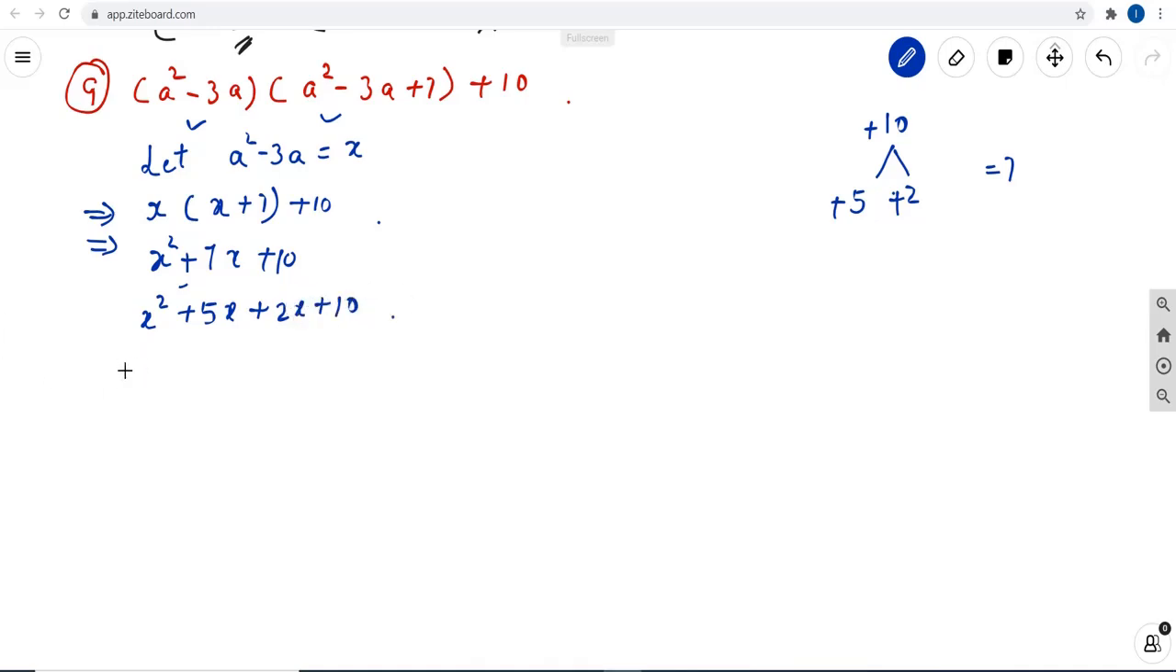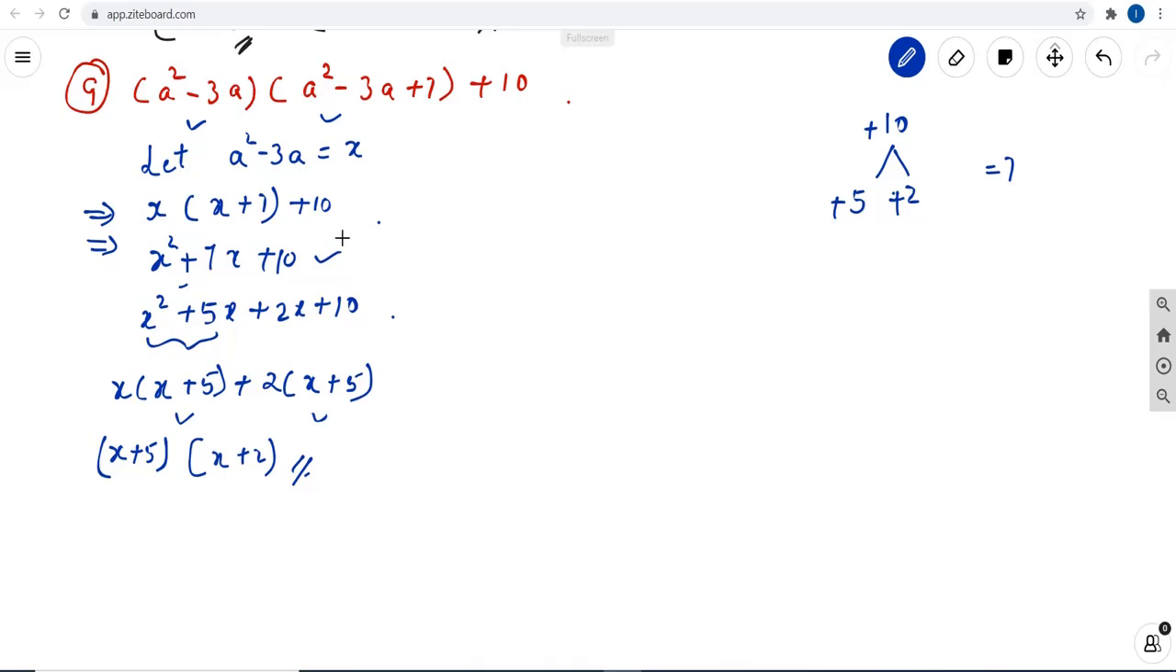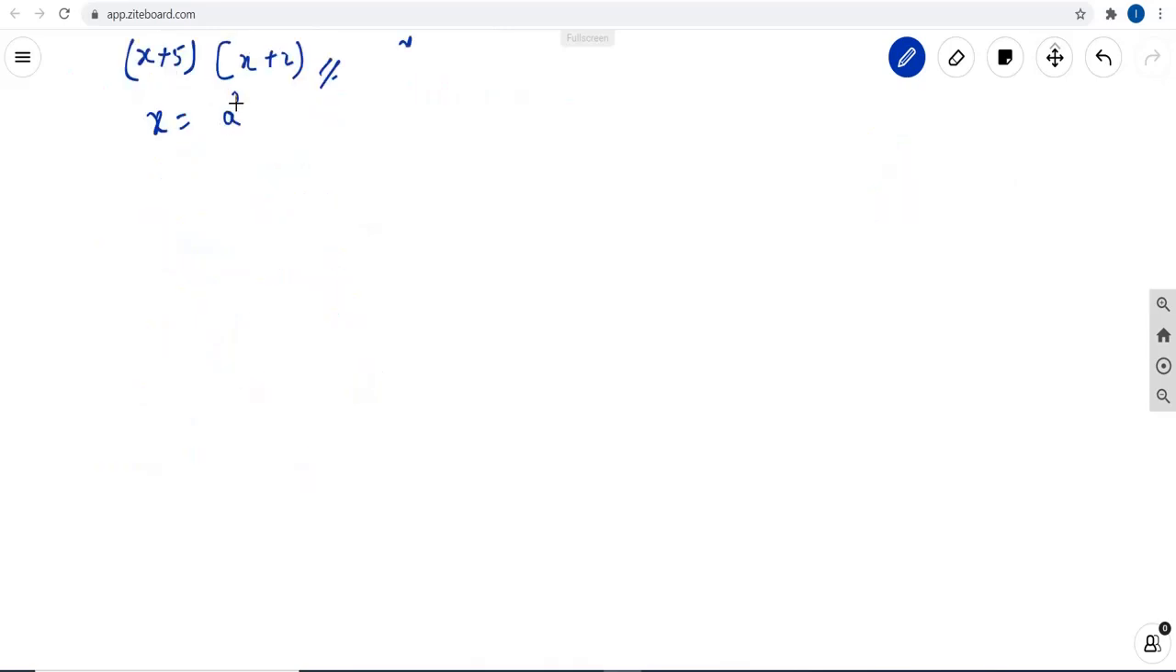Okay, so now what can I take common in this? x I can take common. If I take x common, this becomes x plus 5. Plus I can take 2 common here, so this becomes x plus 5. So in these two terms, x plus 5 is common, so if I take it outside, what is left here? x plus 2. But what we have taken: x is equal to a square minus 3a.